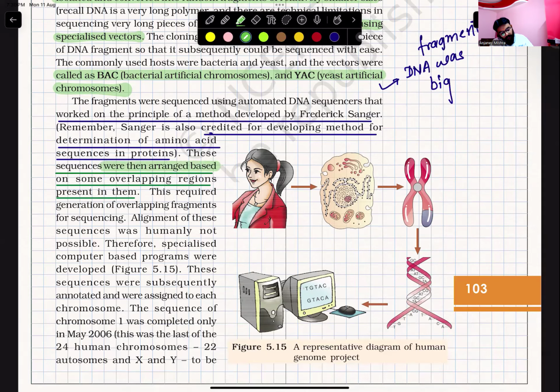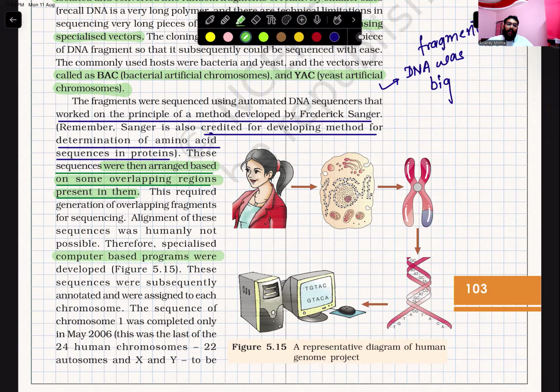Sequences were then arranged based on some overlapping regions present in them. Whatever we saw right now, that is what happened, but it happened in the computer, in a software, in a technique developed by Sanger. This required generation of overlapping fragments. Alignment of these sequences was humanly not possible. That's why you had a computer-based program to do this.